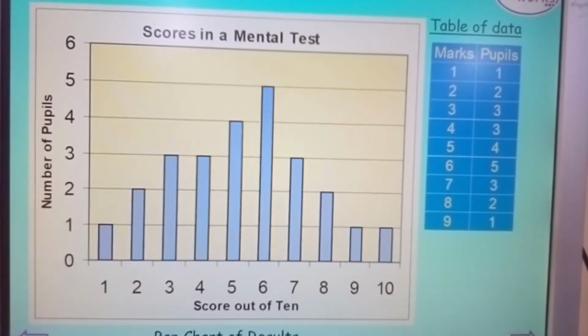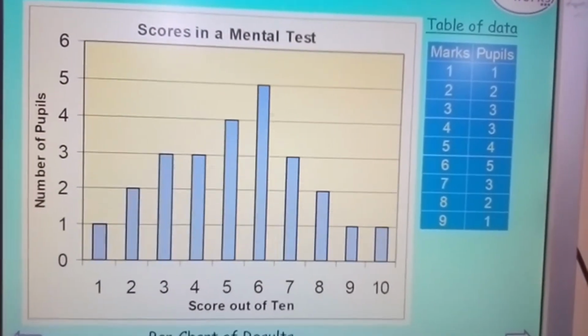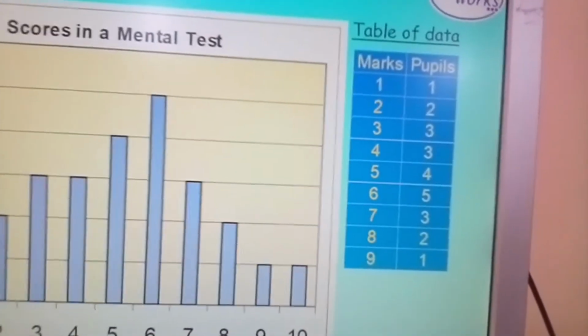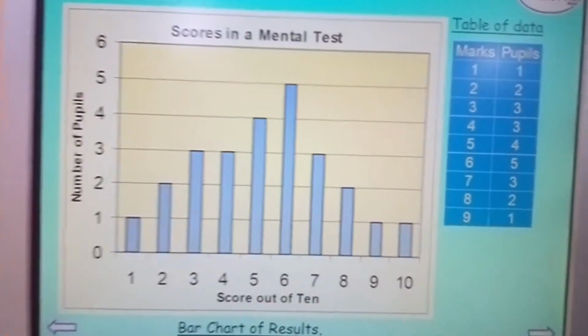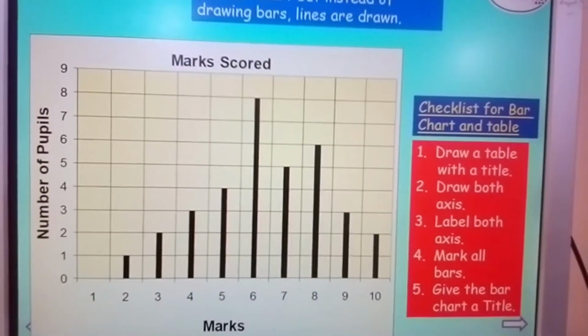Okay, and you can see that 4 pupils got a score of 5 out of 10, okay? And so forth. That's our table that we would use, okay? So I don't need to be too long on this in that sense.